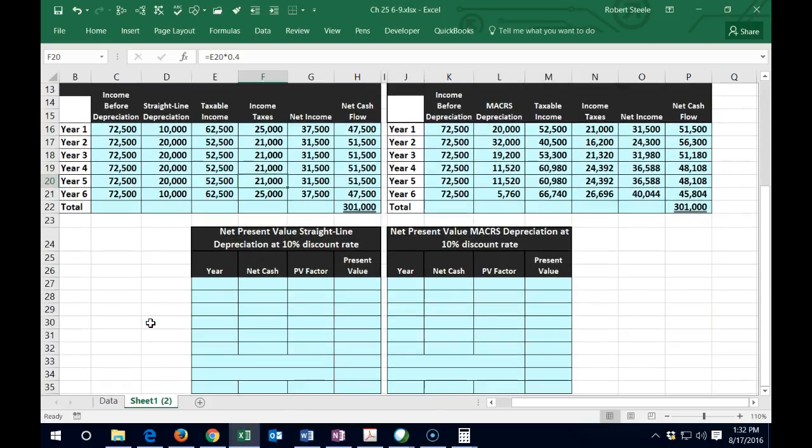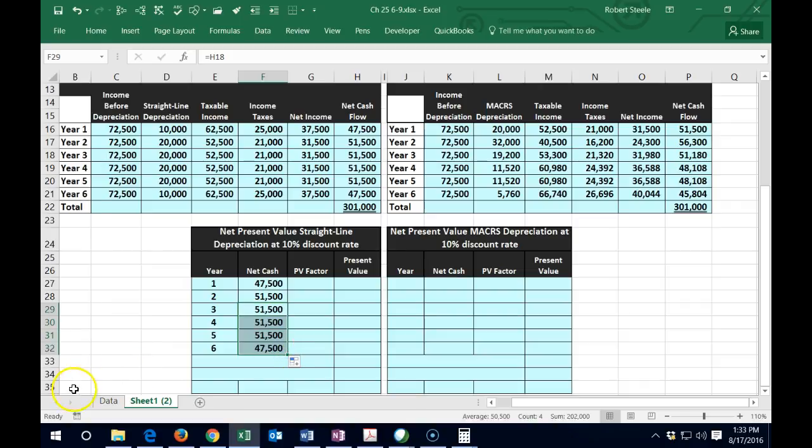So if we account for that, how can we measure that? We can use the net present value calculation. So we're going to do the same type of idea here. We're going to have years 1, 2, 3, 4, 5, and 6. And we've got the net cash that we're going to pull down here. So we're going to say the net cash for the straight line method was the 47.5, and I can copy that all the way down. So we got the net cash here, net cash all the way down, and I'm just going to copy that down to here.